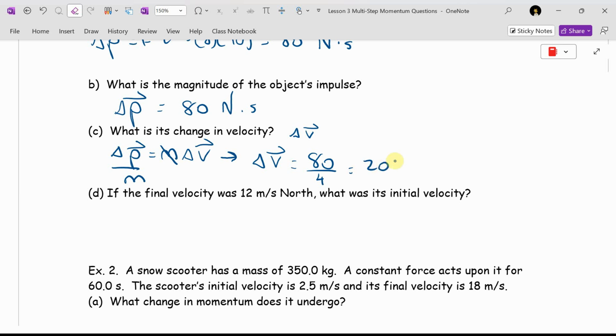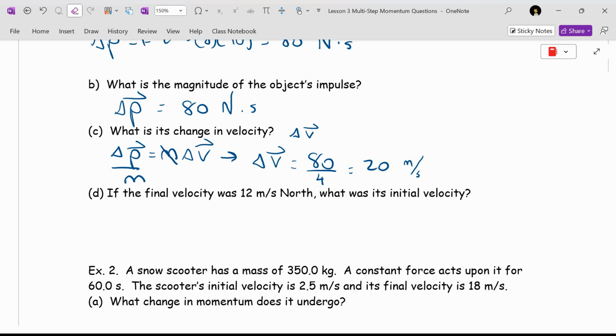Units, it's a velocity. Now, this doesn't mean that VF is 20. This is the change in velocity. That means if VI was 1, VF is 21. That's a change of 20. If VI was 10, VF is 30. If VI was 51, VF is 71. That's a change of 20. Okay? So far, so good.